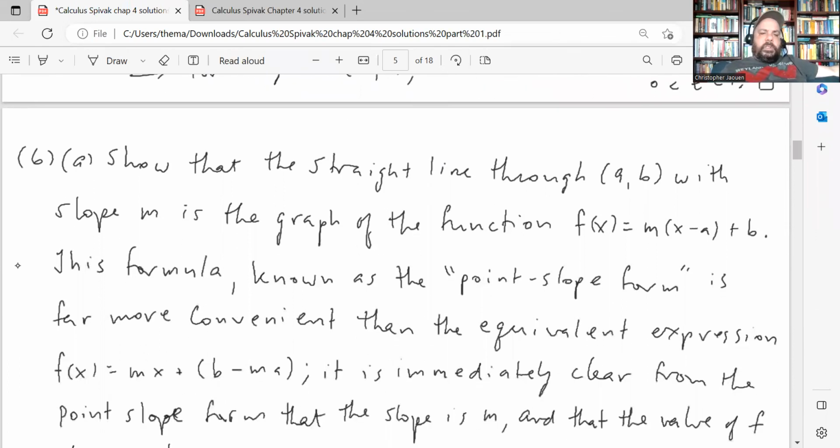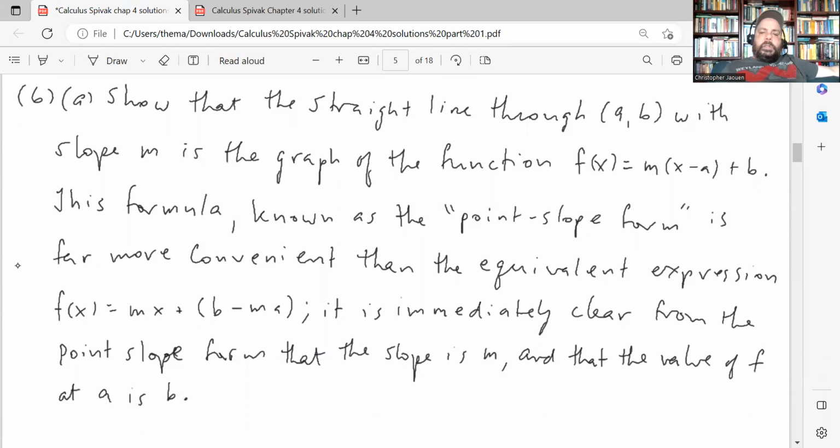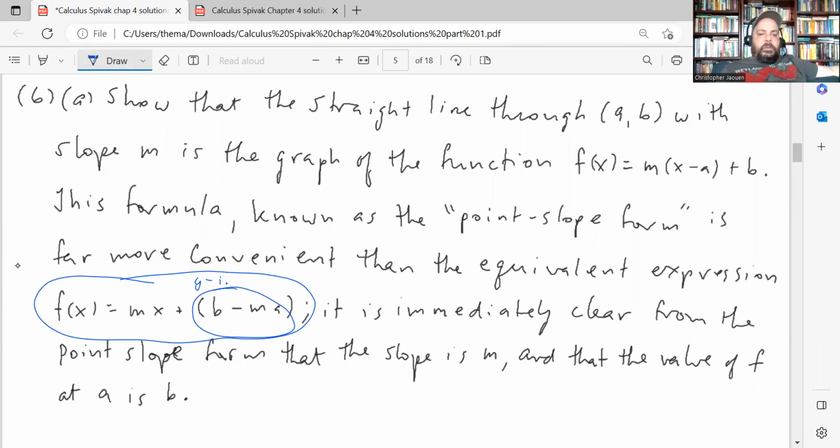Okay, next one I did, it looks like, is question 6. So there's a few parts to this as well. Part A says, show that the straight line through the point (a, b) with slope m is the graph of the function f of x equals m times (x minus a) plus b. This formula, known as the point slope form, is far more convenient than the equivalent version f of x equals mx plus b minus ma. It is immediately clear from the point slope form that the slope is m and the value of f at a is b. If you recall, this form here is called the slope intercept form, and that's because this is actually the y-intercept. But we'll go through this in a second.